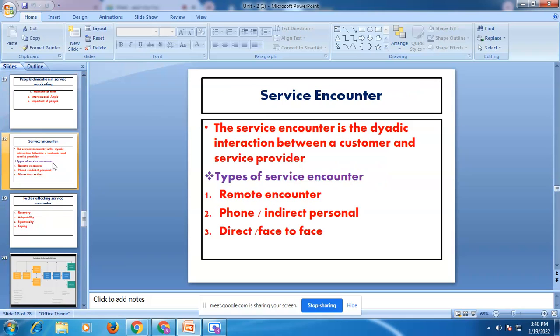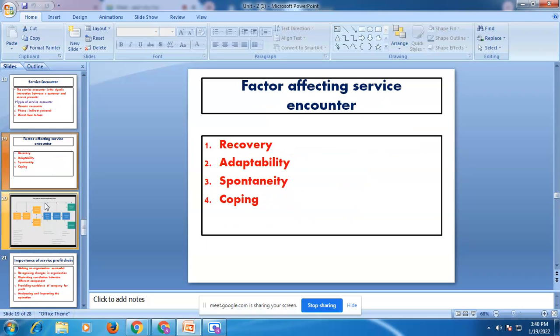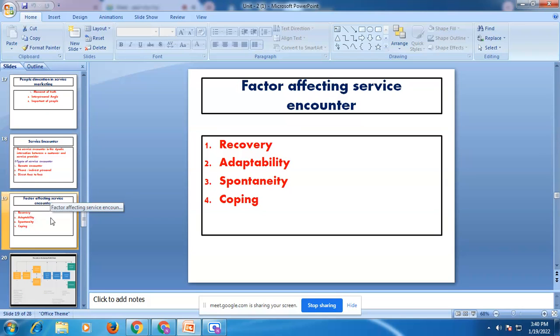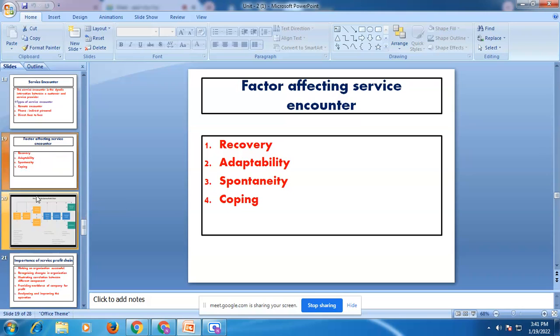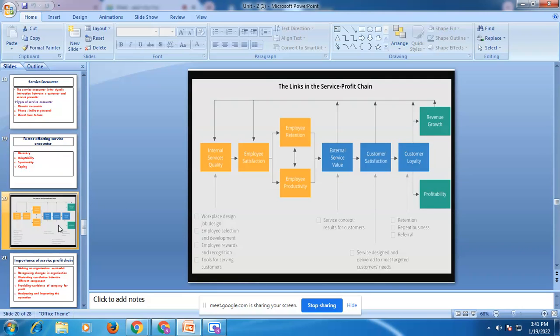next is what is meant by service encounter, the types of service encounter, and the factors affecting a service encounter. We discussed all these factors in the last chapter, and today we discuss the service profit chain.